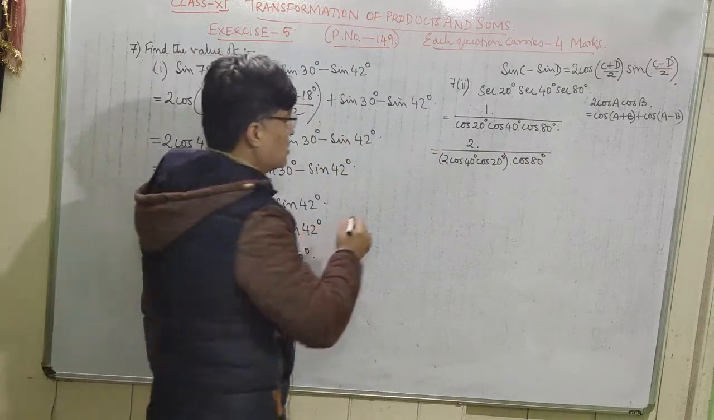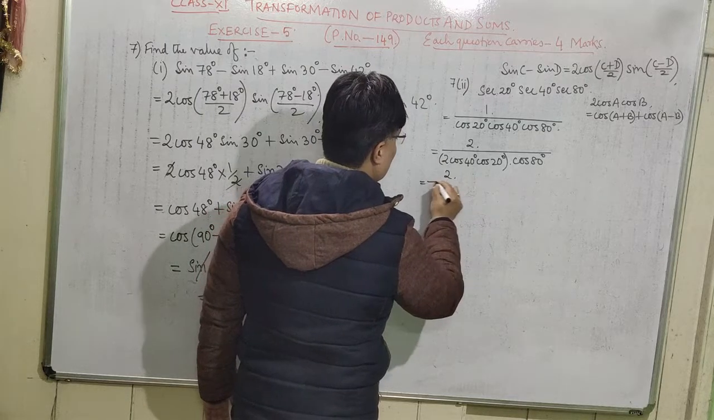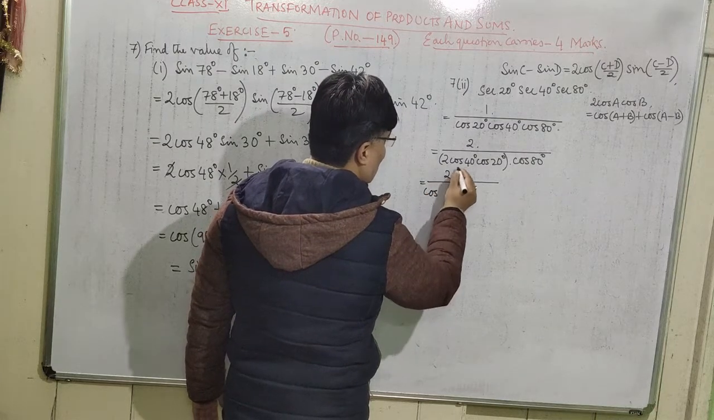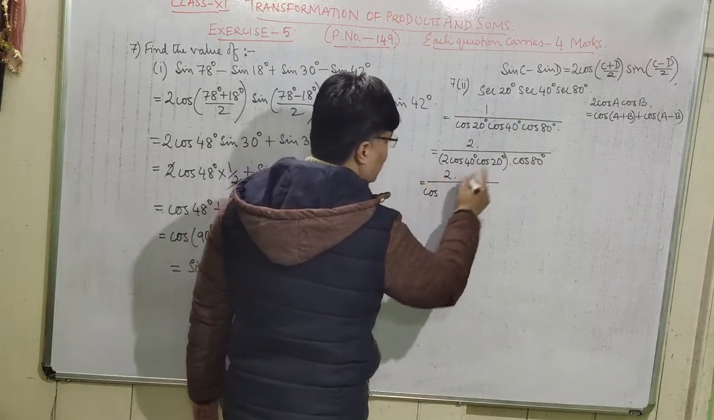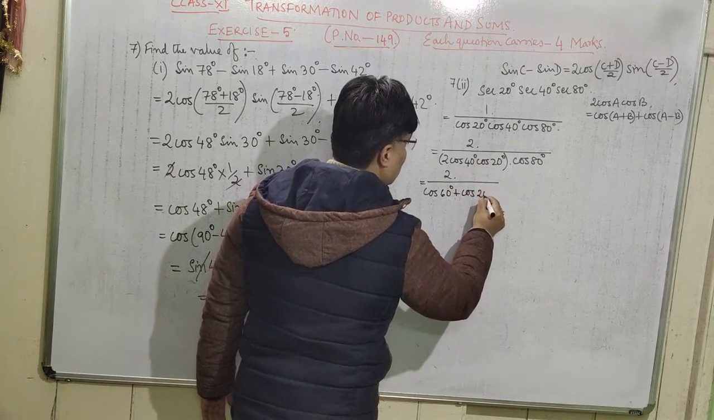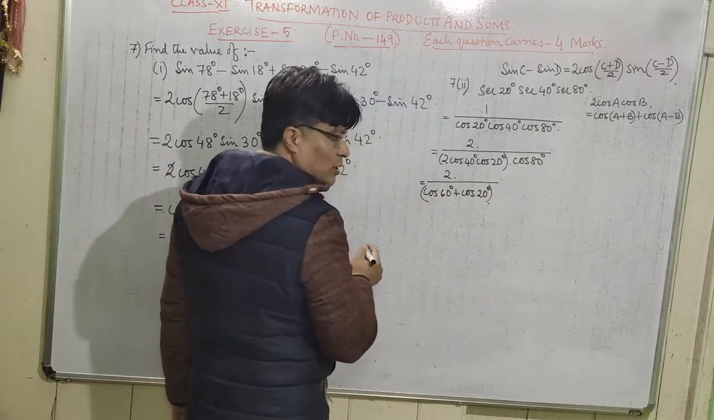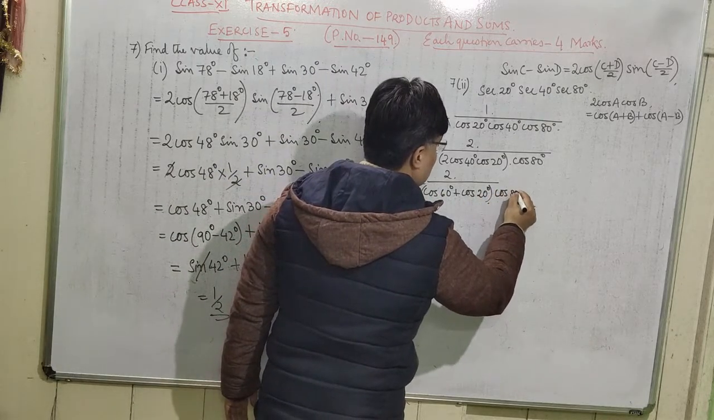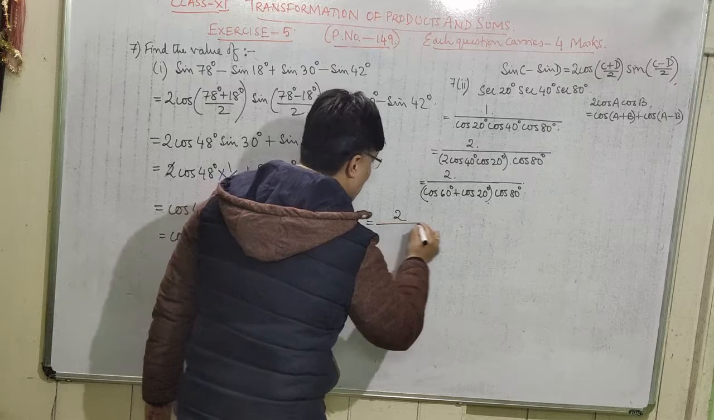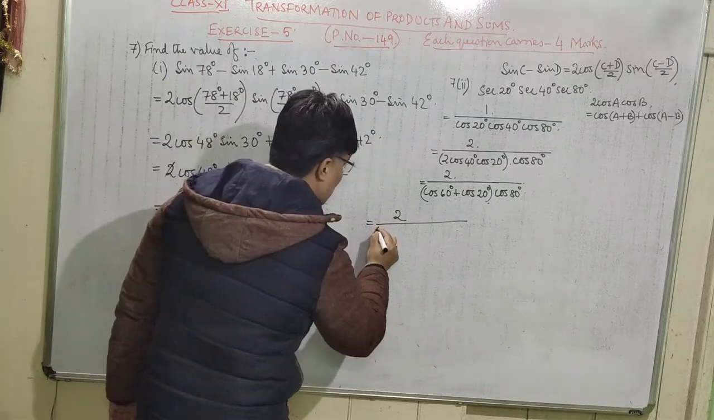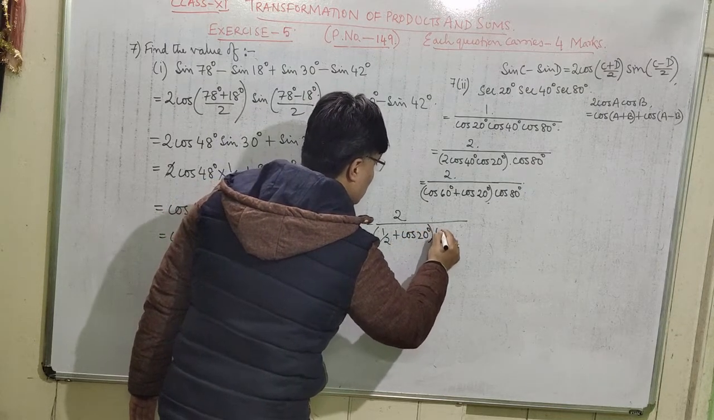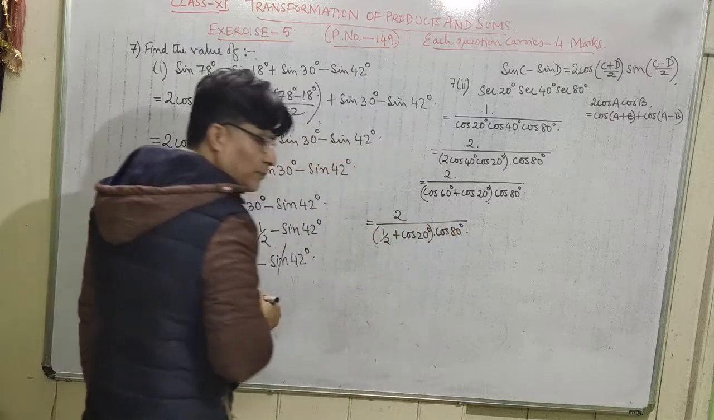Is that clear? So let us use the formula now, which is equal to 2 divided by 2 cos A cos B. What is the formula? Cos of A plus B. Now directly you can write 40 plus 20 is 60, plus cos of A minus B, 40 minus 20 is 20 degree, because you know the formula. Directly you can write this, and then this is cos 80 degree. Is that clear? So this is 2 upon, in the next step let us put the value for cos 60, it is half, plus cos 20 degree, bracket closed, into cos 80 degree.